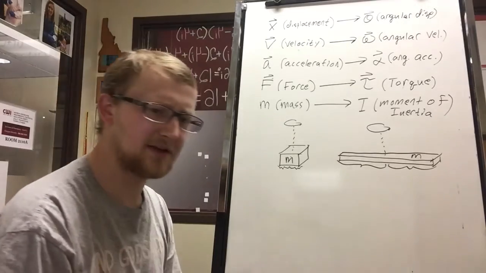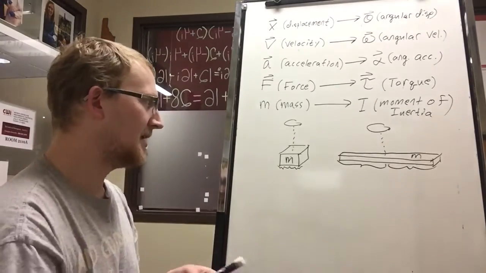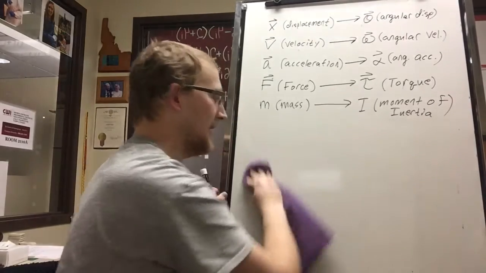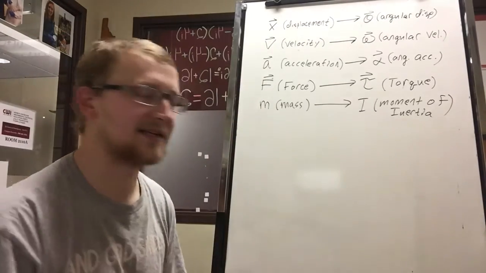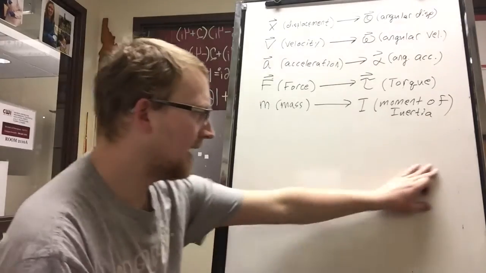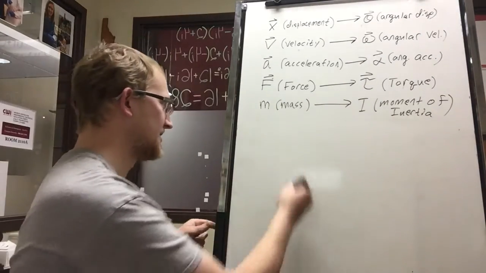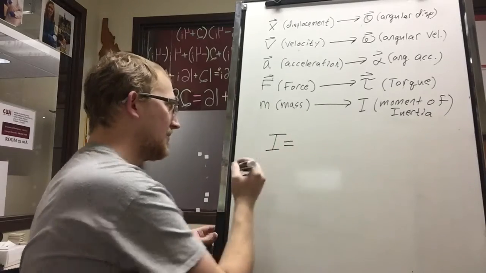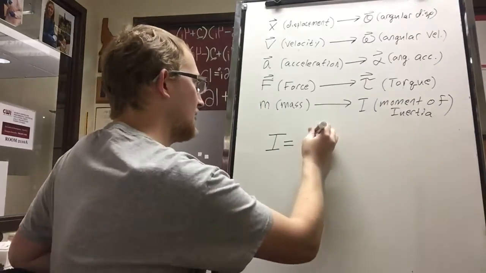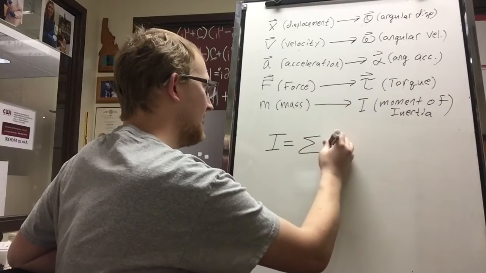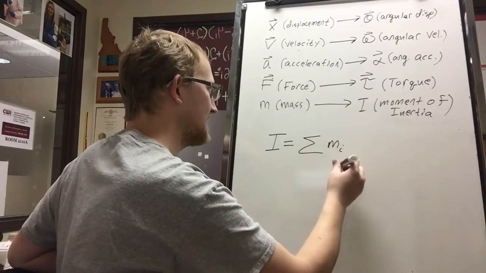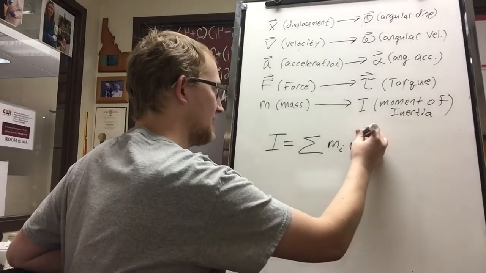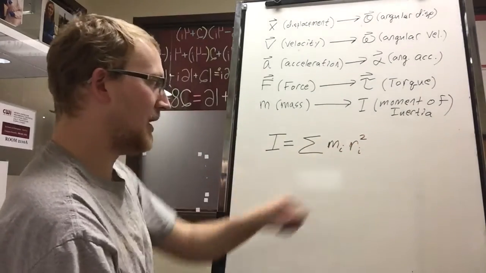So it turns out that there's a nice formula for this that describes the importance of the mass itself and how far the mass is from its axis of rotation. And we're going to start with point-like objects. So the moment of inertia for some point-like arrangement is going to equal the sum of the point-like mass multiplied by the distance from the axis of rotation that mass is, squared.